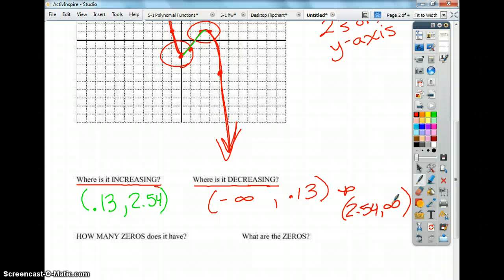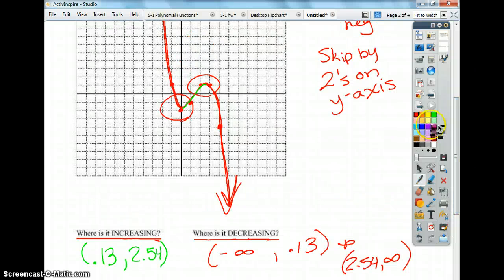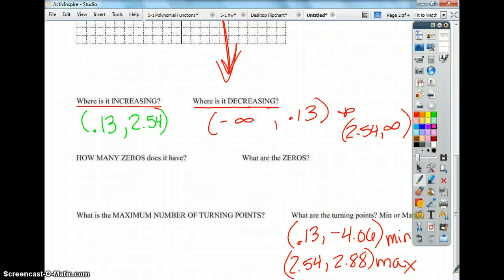Now the zeros are easier, kind of. You can visualize on the graph how many zeros we have. I guess I'll use purple here. Zeros are where it crosses the x-axis. Count it. How many times do you guys see this thing crossing the x-axis? 1, 2, 3 times. You see all 3 of them? Those are called zeros. So when it asks how many zeros it has, it has 3 of them.